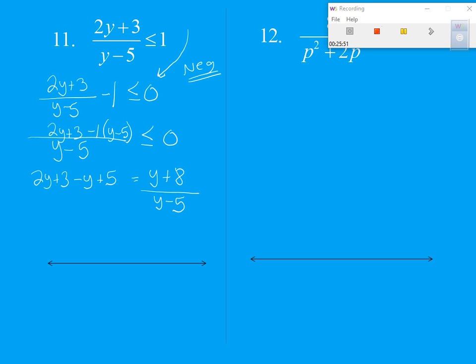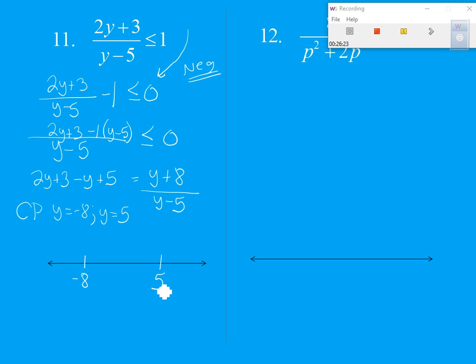Now, to get your critical points here, it's whenever the numerator equals 0, which makes the fraction 0, or the denominator is undefined. So in this case, my critical points are going to be at y equal negative 8 and y equal 5. Guys, don't let the variable mess you up. X, Y, Z, A, B, C, that part doesn't matter. The process is the same. There's a 5 and a negative 8. So, the same steps, but yet there's a fraction.